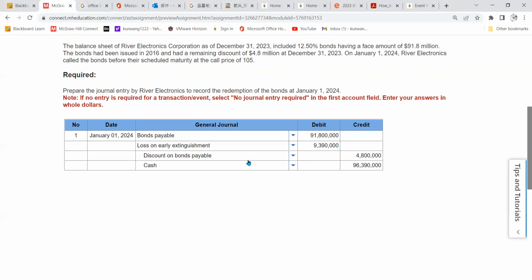Again, I'm typing this: how do we know whether this is a gain or loss? We decide based upon the direction of the difference between the face value, your remaining discount or premium, and the calling price. They didn't show it here, but if you use the bonds payable minus the discount, that's your outstanding balance. Compare the outstanding balance with the calling price, and you should have the same loss on the early extinguishment.